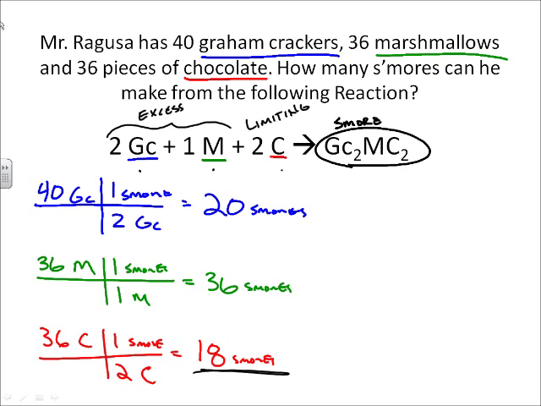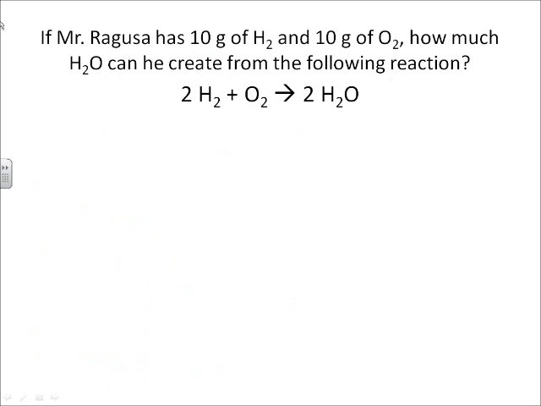So let's take this idea of a limiting reagent and an excess reagent and put that together into a chemistry type problem. Say I wanted to produce water, then I have hydrogen and I have oxygen, and my reaction for that is 2 hydrogen plus oxygen forms H2O. If I have 10 grams of hydrogen and 10 grams of oxygen, the question is, how much water can be produced? So this is a limiting reactants problem.